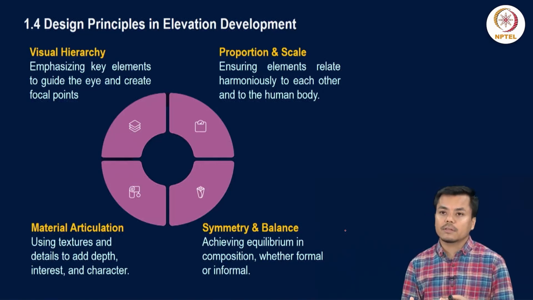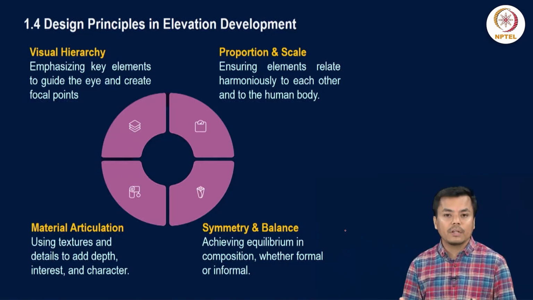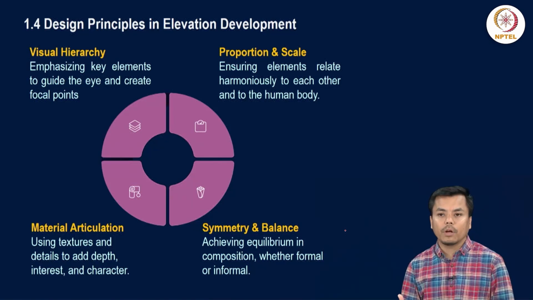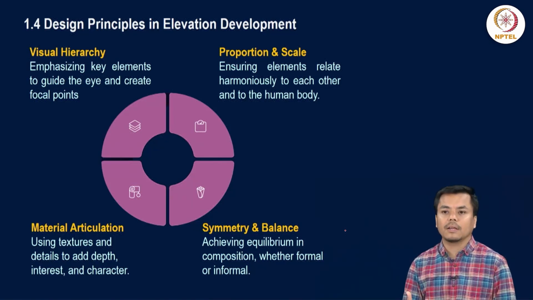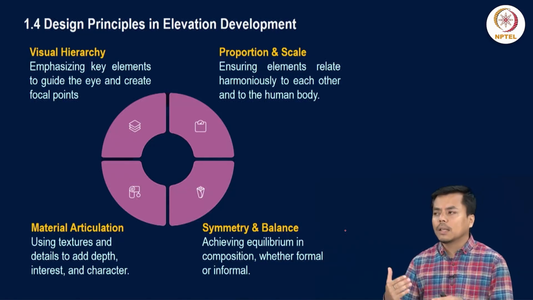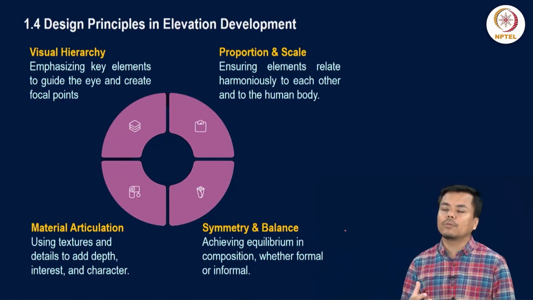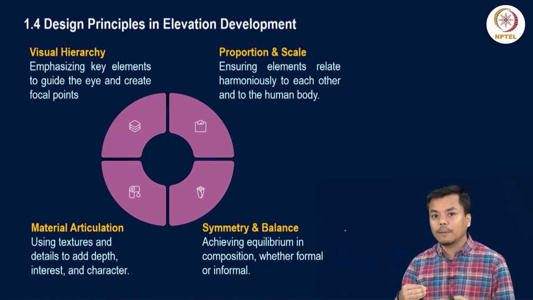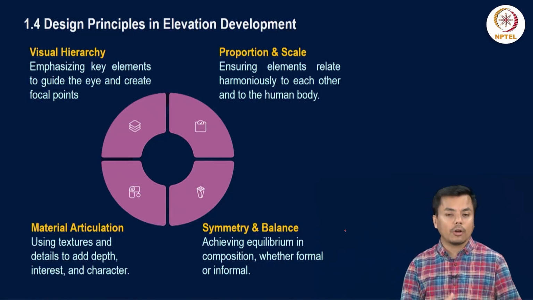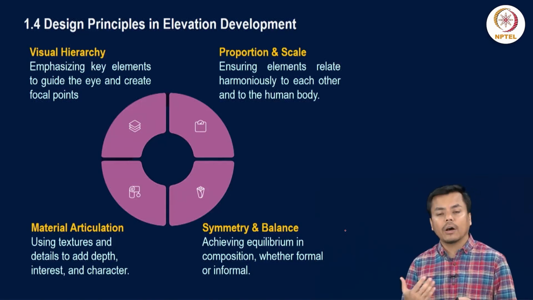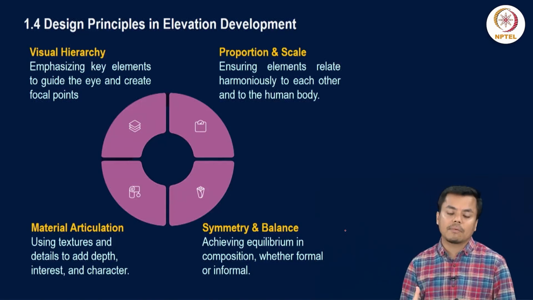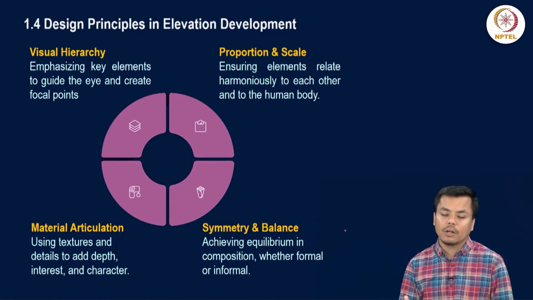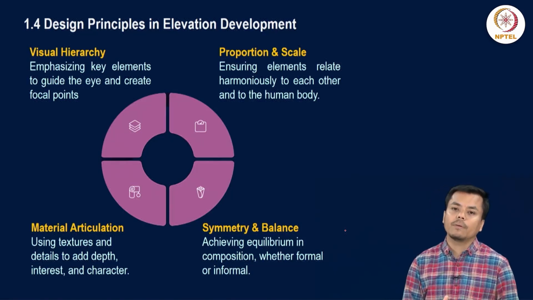Next is proportion and scale, ensuring elements relate harmoniously to each other and to the human body. Next is symmetry and balance, achieving equilibrium in composition, whether formal or informal. Basically, the design principles that were taught to you at your very initial first year or second year level, the same concepts have to be applied when you draft your elevation. So there has to be visual hierarchy, proportion, scale, symmetry, balance, along with the material articulation.